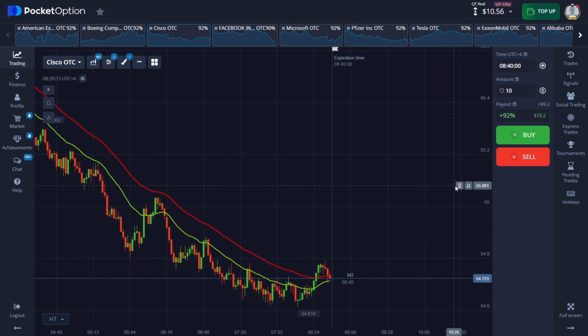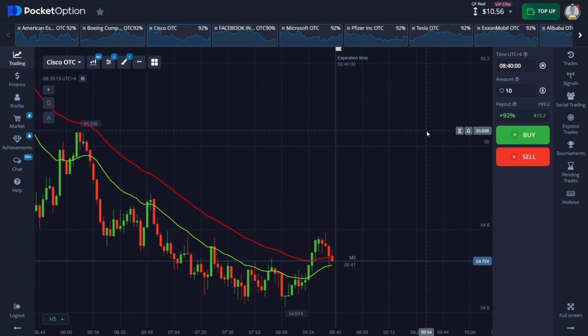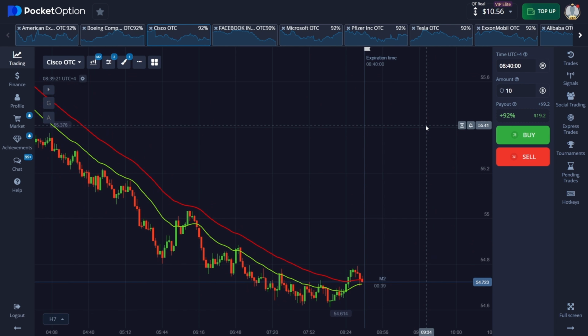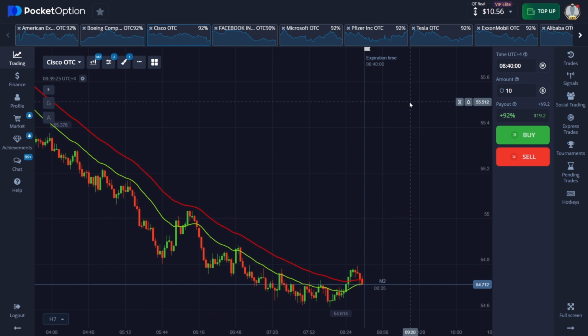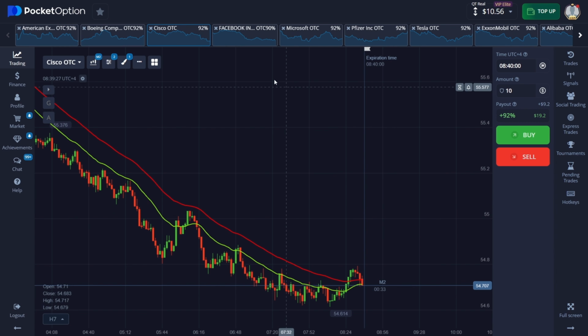Alright, on Cisco we have a trade. If this candle closes near the EMA 25 level, we can try it. But since the candle broke the EMA 25, we'll avoid it.